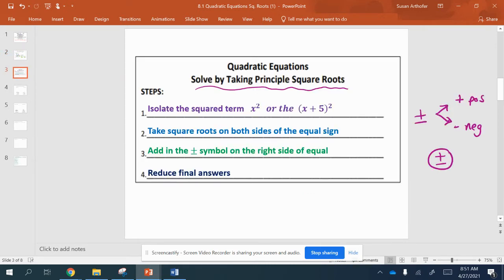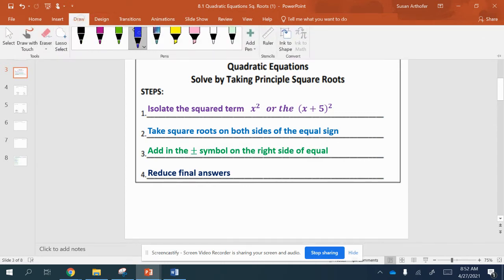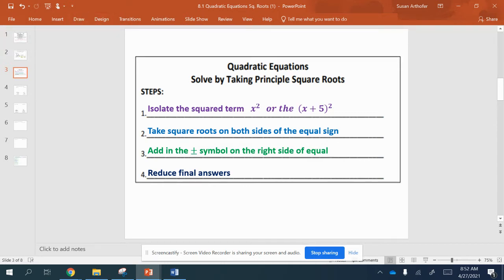Okay, so if you can take a minute to go ahead and copy down these steps. Let me just grab another pencil, sorry. So we're going to solve by taking square roots. You can hit pause here so you can copy down those notes.